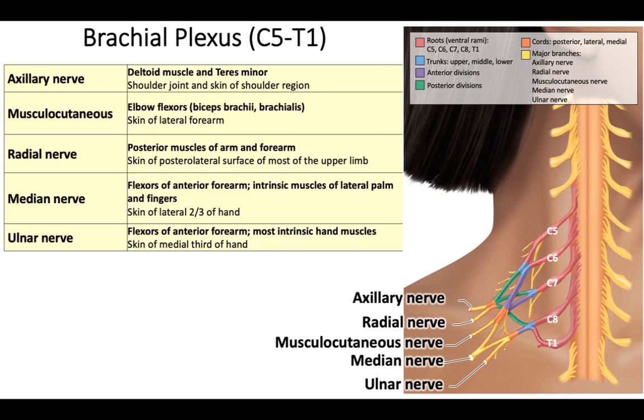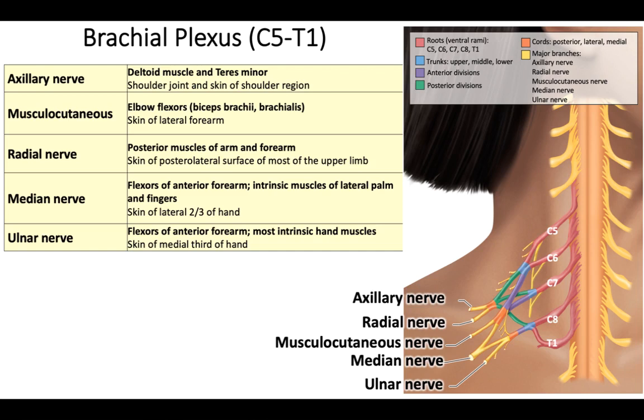So just like the phrenic, where there's sensory and motor, these are also sensory and motor. So we want to know, okay, well, what's the motor component? And that's typically going to be what muscles does the nerve control? And then what's the sensory? And for these, most of that sensory has to do with regions of the skin.